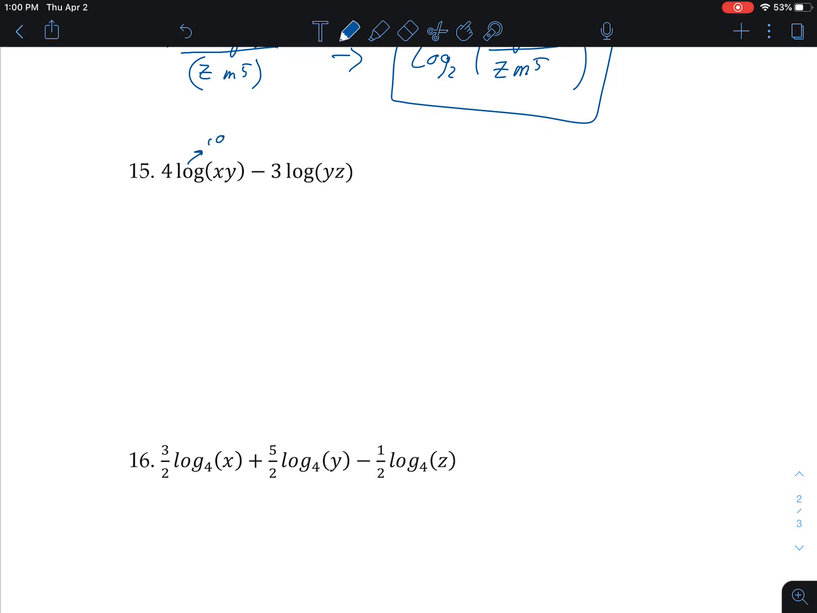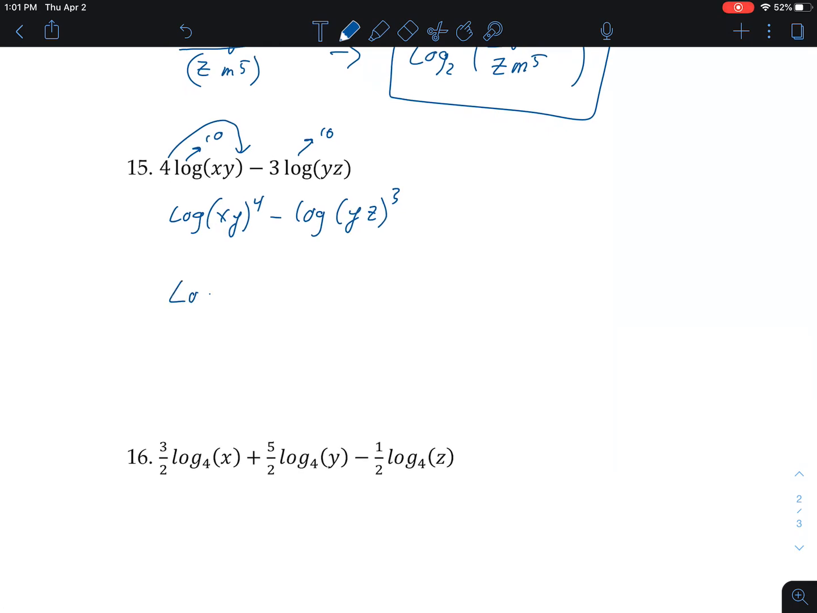Log base 10, they are the same base, so I am able to combine: log of xy all raised to the 4th, minus log of yz all raised to the 3rd. If I had just log of y with a 3 in front of it and then minus log z, then the z wouldn't get the exponent of 3. But because they're in parentheses, they both get it. Okay, minus means divide.